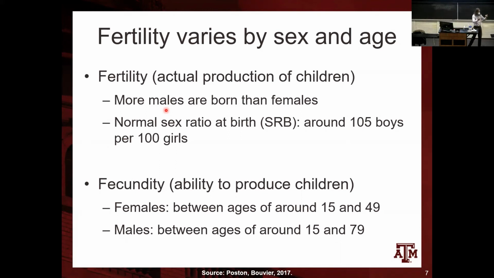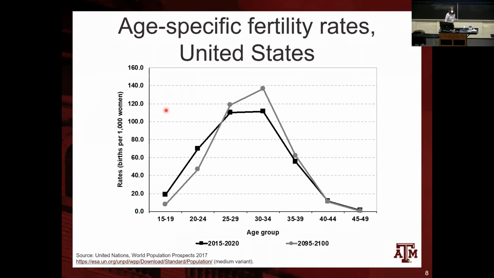In fecundity, the age at which women and men are able to produce children also varies. Usually, the highest chances of having children among women are between the ages of 15 and 49. Of course, ages closer to 15 and closer to 49 are lower than the middle ages in that range. For males, fecundity is a little wider in terms of age, usually around 15 to 79, right? So it's just to show that fertility and fecundity vary by sex and also vary by age.